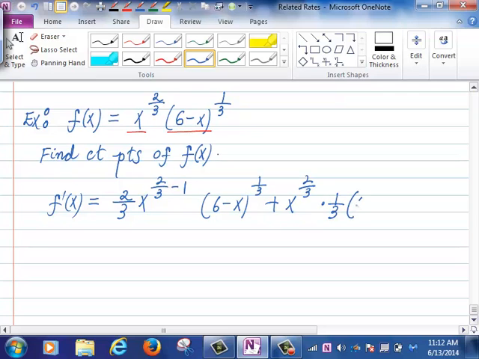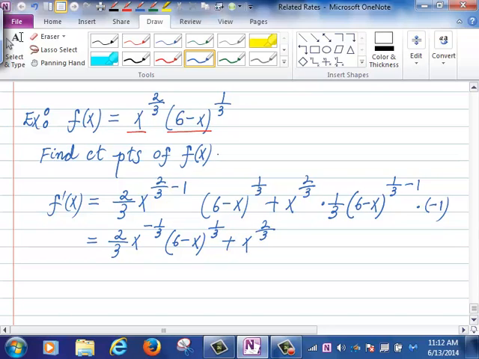1/3 (6 minus x) to the 1/3 minus 1, multiplied with negative 1, right? Very good. Okay, so this is going to be then 2/3 x to the negative 1/3 (6 minus x) to the 1/3 plus x to the 2/3. I have a negative and then I have a third. I'm going to write that first: x to the 2/3 (6 minus x) to the negative 2/3, right?